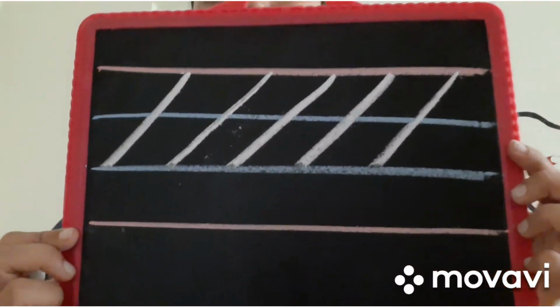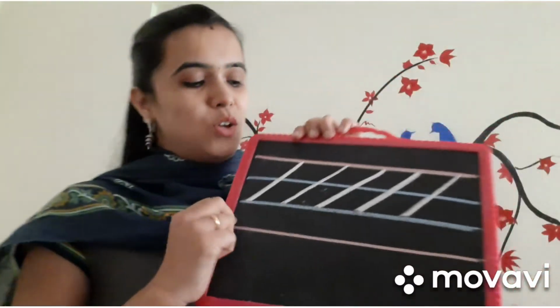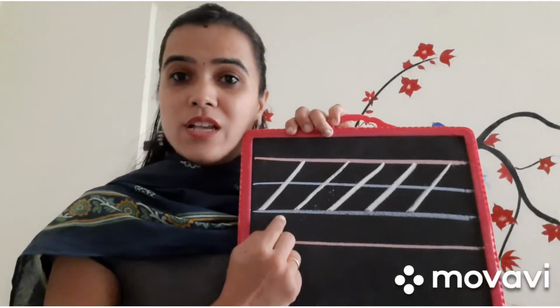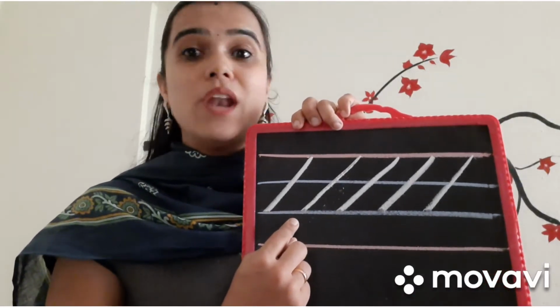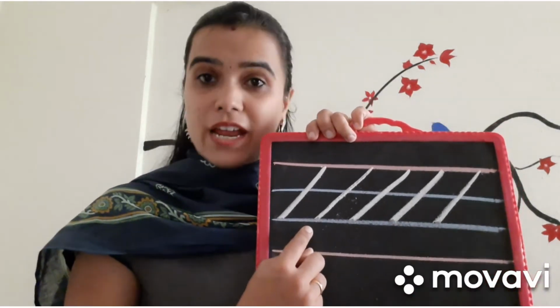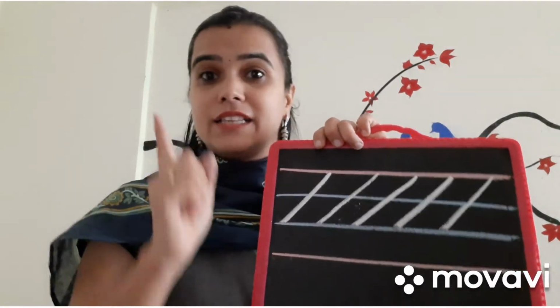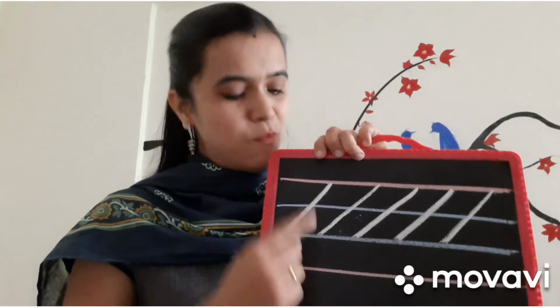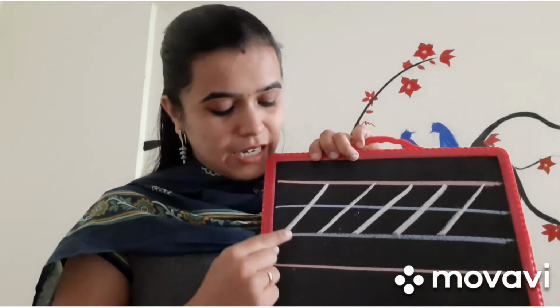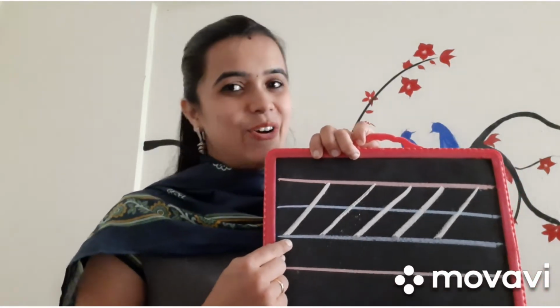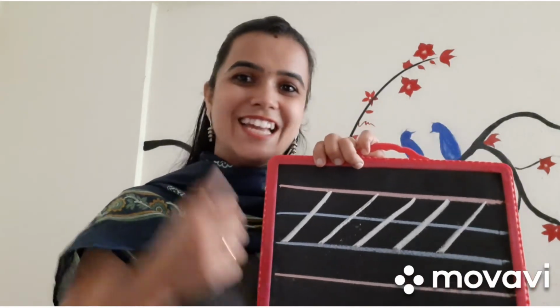Oh wow! So you are not going to cross this blue line, okay? While writing, you have to keep in mind that you are not going to cross this second blue line, okay? From first red line till second blue line. Okay? Understood? That's great. Now we will write in notebook. So let's get started.